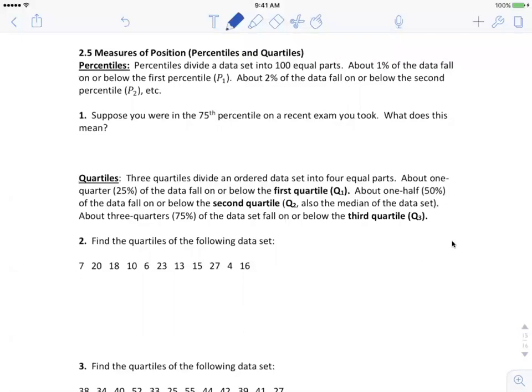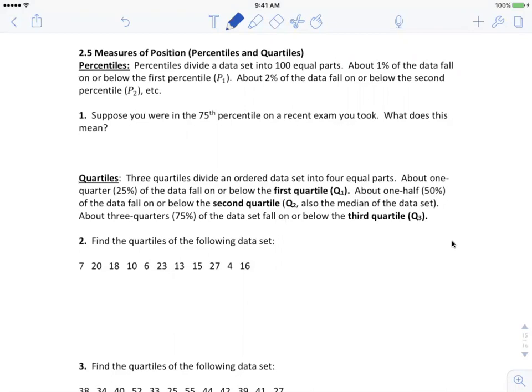Hey everyone, this is 2.5, so the end of chapter 2, woohoo! I'm going to talk about measure of position. So 2.3 was measure of center: mean, median, mode. 2.4 was measure of variation, namely the standard deviation. And now 2.5, measure of position.